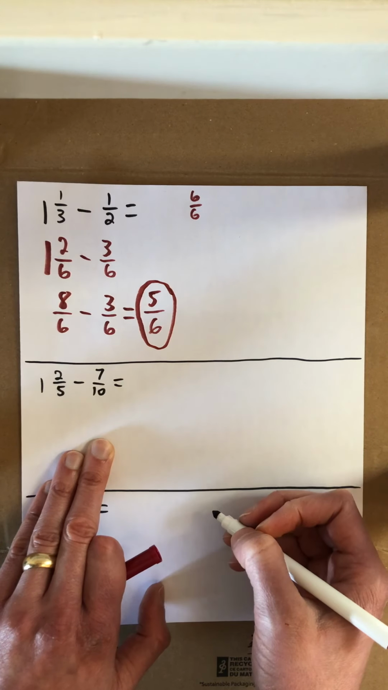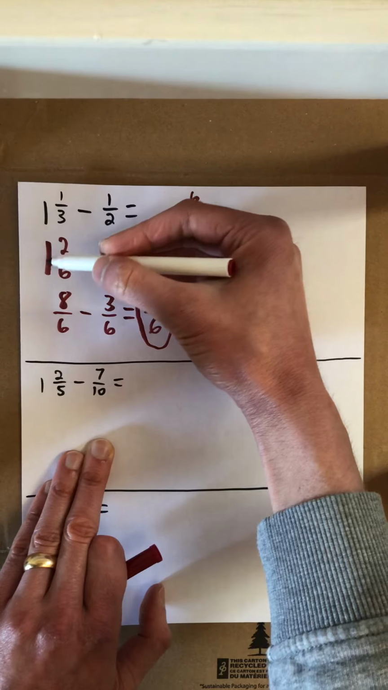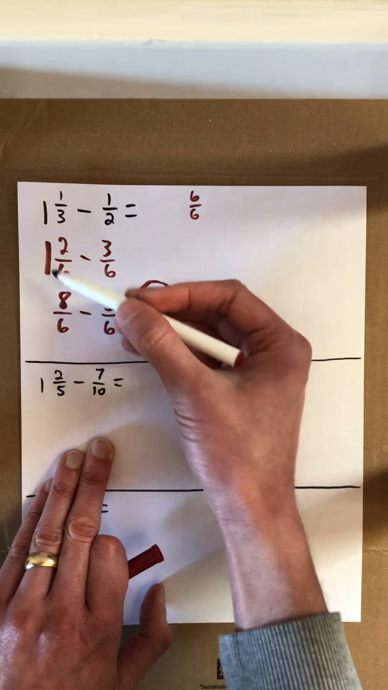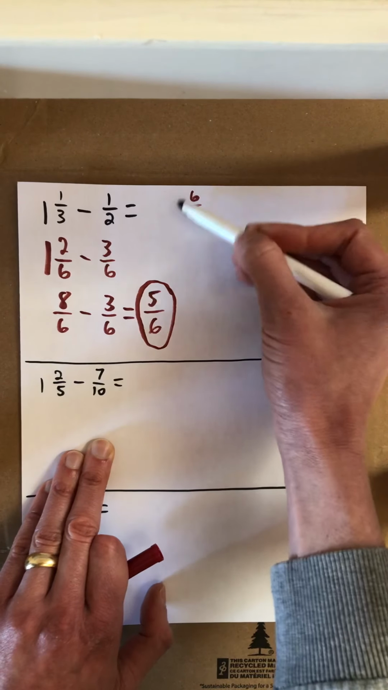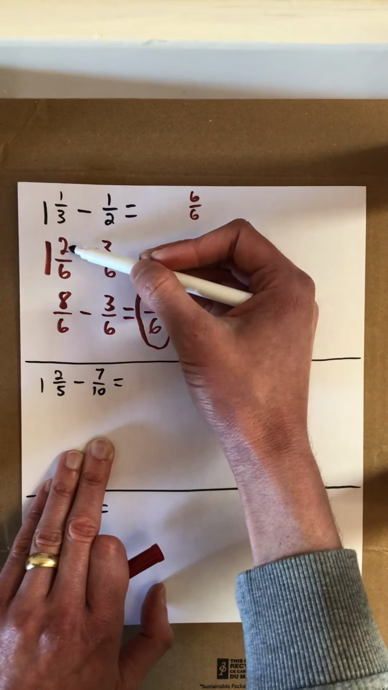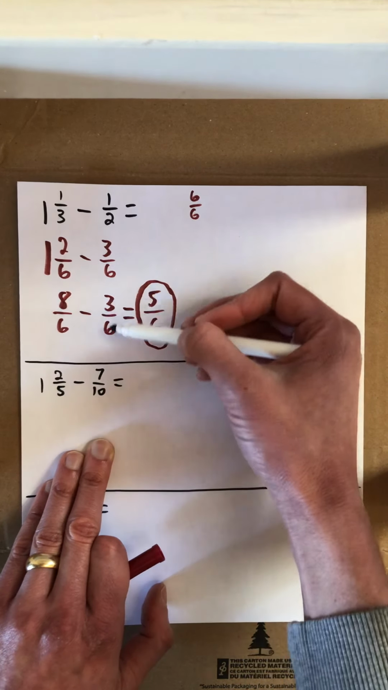So some things to note here: when I was unable to subtract these numbers, I had to borrow from the whole. I knew how much to add into the numerator, because a whole in this case is the same thing as 6/6. So I basically added 6 to 2, and it got me 8. And that's how I'm able to do 8/6, take away 3/6.